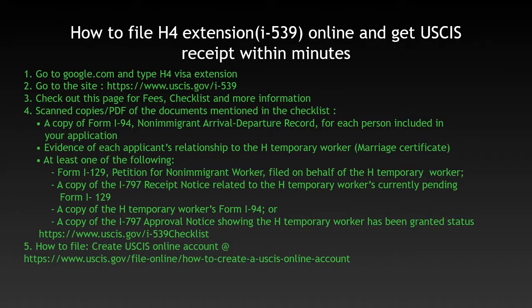So let's get started. For this you can go to google.com and type H4 visa extension, and the first link you will get is uscis.gov I-539. This is the form number you need to fill in to file your H4 visa extension. You can check out this page to see the fees, checklist, and also if you need any further information, you can check out that page.